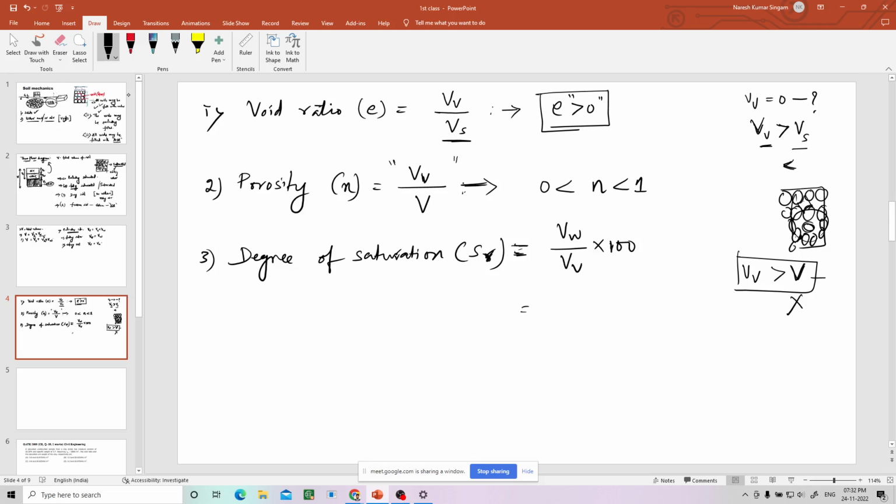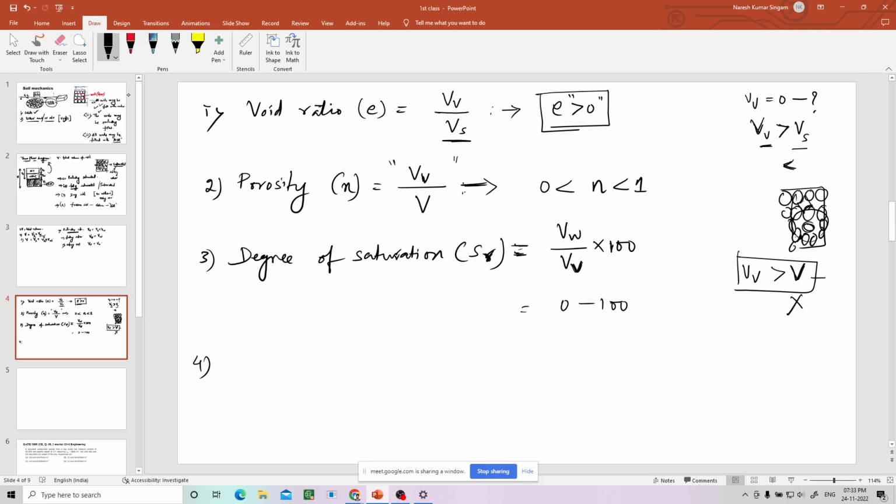Please remember when you are expressing something in terms of percentage, what is the default range? It's a common sense question. 0 to 100. See, it is dealing with only the volume of voids, not the total volume, right? So the voids can be totally filled with water, then it can be 100%. The volume of water can be 0 in dry soil. So it can range between 0 to 100. And one more thing, if something is expressed in percentage, there is no other choice beyond 100 percent, right?